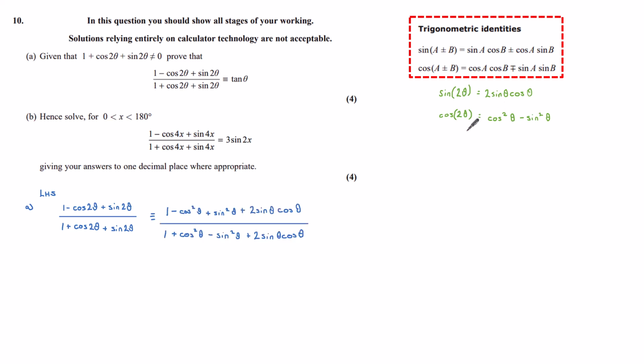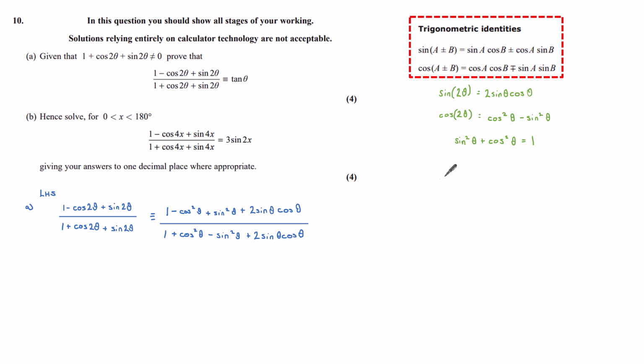So my cos 2 theta, 1 minus cos squared minus, so plus sine squared, plus my sine 2 theta, which is 2 sine theta cos theta. So having made those substitutions, I can now see on the numerator here I've got a 1 minus cos squared theta. On the denominator I've got a 1 minus sine squared theta.